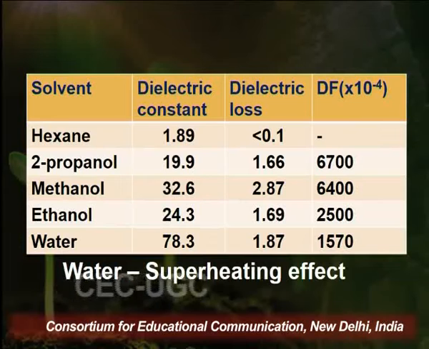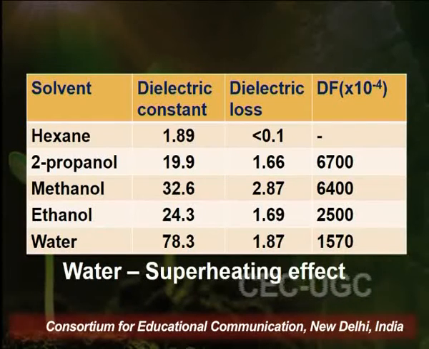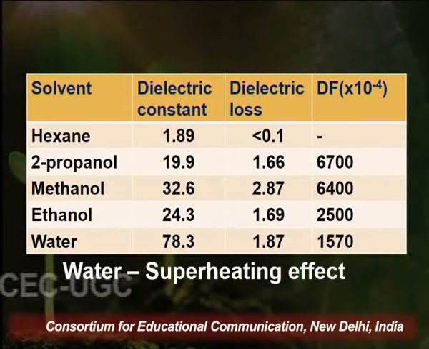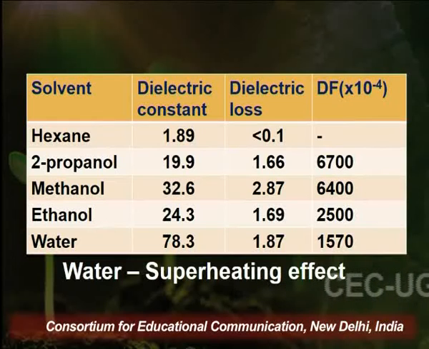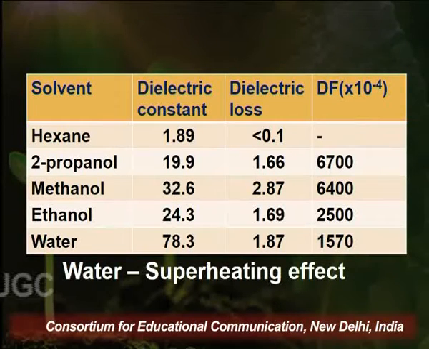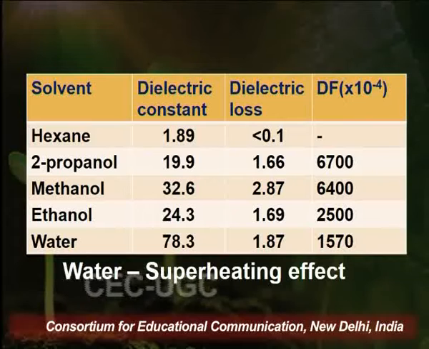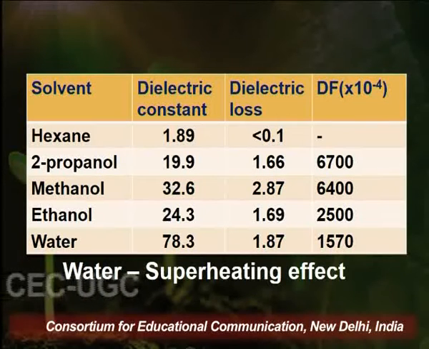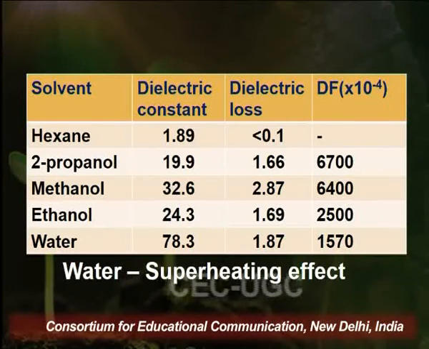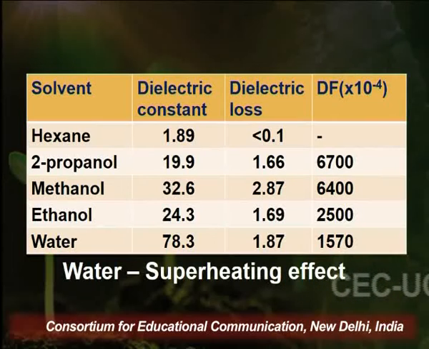So in this table you can see the dielectric constant and dielectric losses of different solvents, starting from hexane towards the most polar, that is water, and on the extreme right, the dissipation factor. Now the dissipation factor of methanol, which has a dielectric constant almost half the value of that of water, is much higher, approximately 3 to 4 times higher than water, and this is largely because methanol has a higher dielectric loss value in comparison to water. And since I told you that water will cause localized heating, this effect is known as the superheating effect.